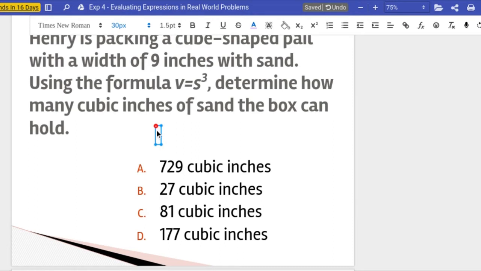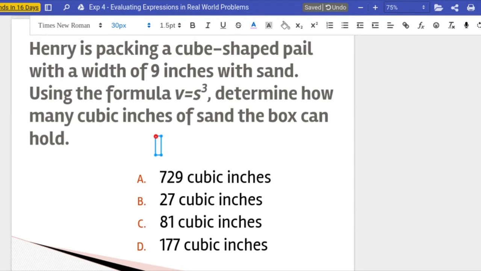So once again, we're looking at volume. Henry's packing a cube-shaped pail with a width of 9 inches with sand. So we're going to use that formula, volume equals the side cubed, to determine how many cubic inches of sand the box can hold. So all I need to do to find the volume is substitute the value of S, and it tells me that S is worth 9.